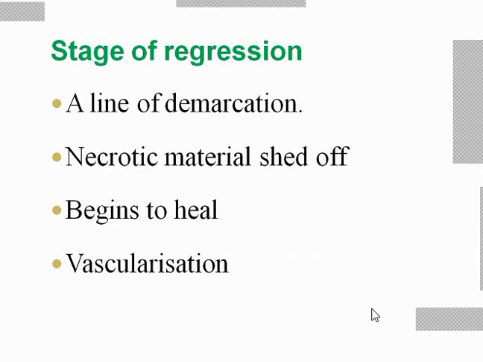So this necrotic material, usually in bacterial corneal ulcers, will shed off, giving a raw ulcer appearance. And it begins to heal, and there will be vascularization if you look carefully into the cornea.